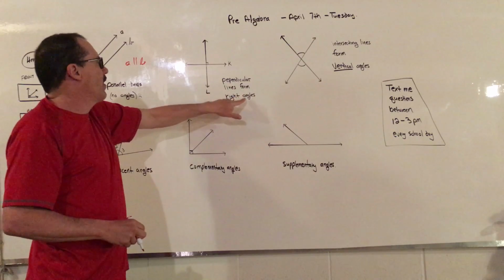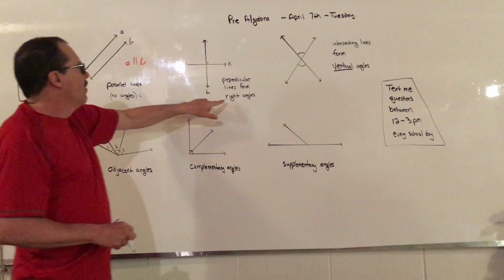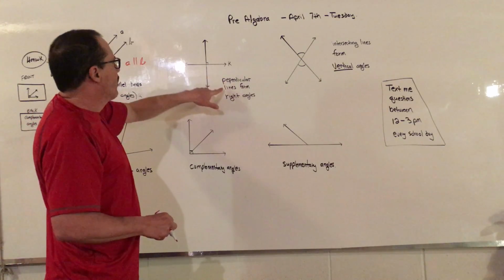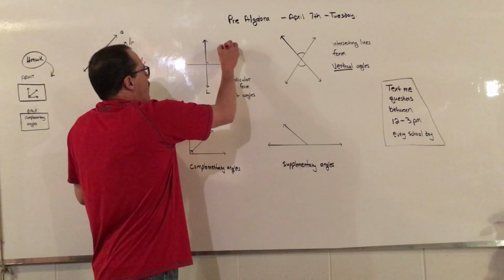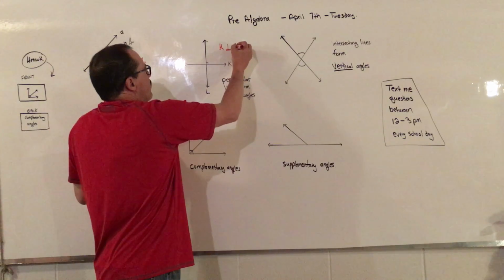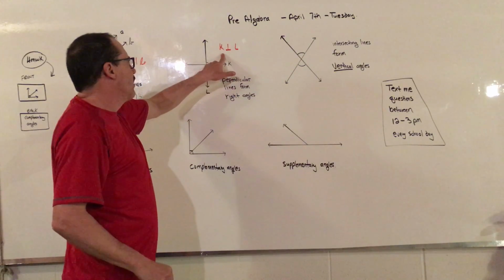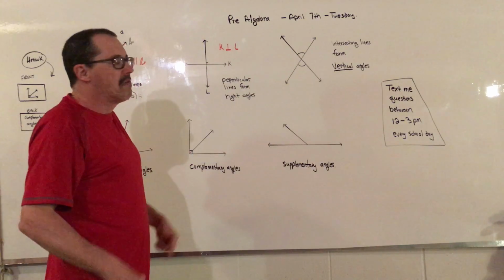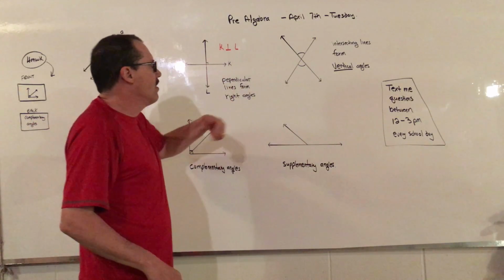Perpendicular lines form right angles. By the way, notice that this right here means parallel. They form right angles, which is this. That's how they cross. That's what perpendicular lines are. And so here we would say that K is perpendicular to L. Kaylee Lipinski. Kaylee perpendicular to Lipinski. Oh, I don't know. Just made it up. But that's the sign for perpendicular, an upside down T.